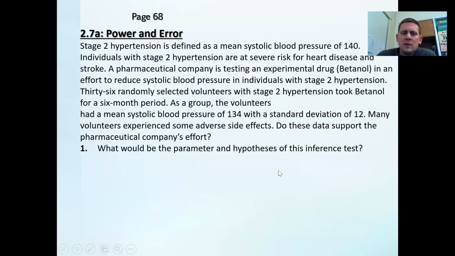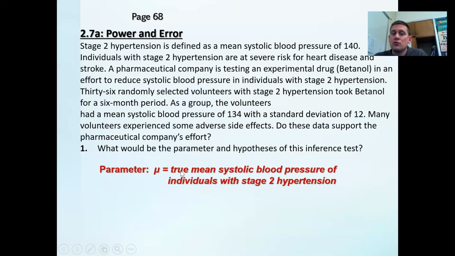What would be the parameter and hypotheses of this inference test? We have a sample mean and standard deviation. We have a population mean. So the parameter is the true mean systolic blood pressure of individuals with stage 2 hypertension. There's my parameter, and here's my null and alternative hypothesis.